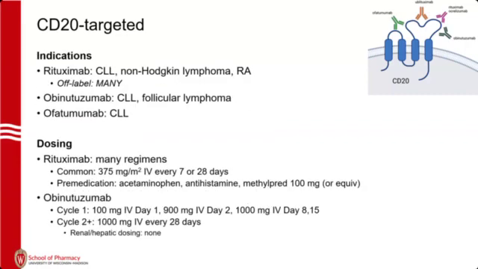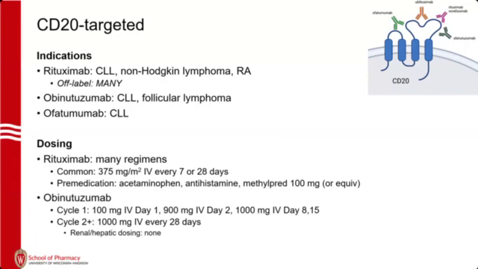Indications are here on the slide, though this is not comprehensive, as rituximab, as we know, is used for many off-label indications. The dosing's here on the slide as well. The most common rituximab dosing is 375 milligrams per meter squared, typically every 28 days. That will vary based upon the regimen that you're looking at, every 7 days, every 21 days, every 28 days.